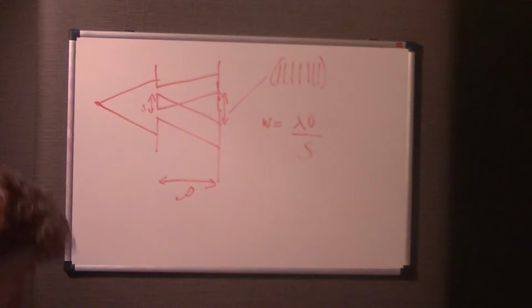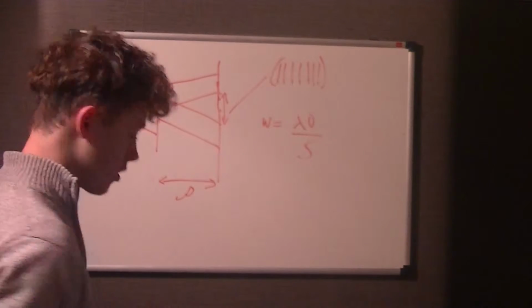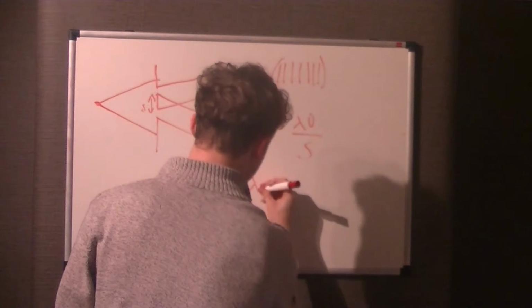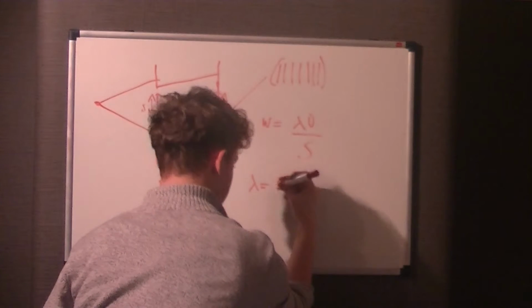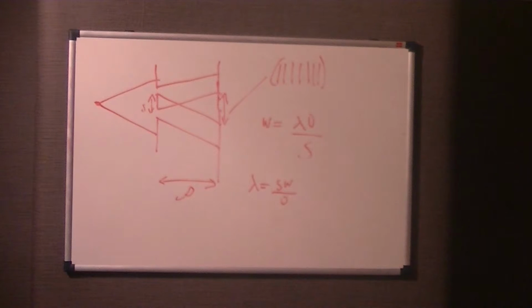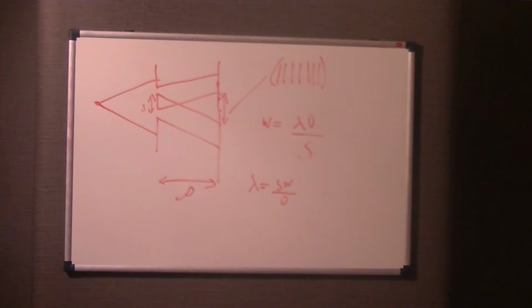And the main thing they do in this is rearrange the equation. So you could have lambda equals SW over D. So that's basically the theory of Young's double slit. I don't want to go too much into detail because I'm assuming you've already done this and we are just going over it as a precaution.